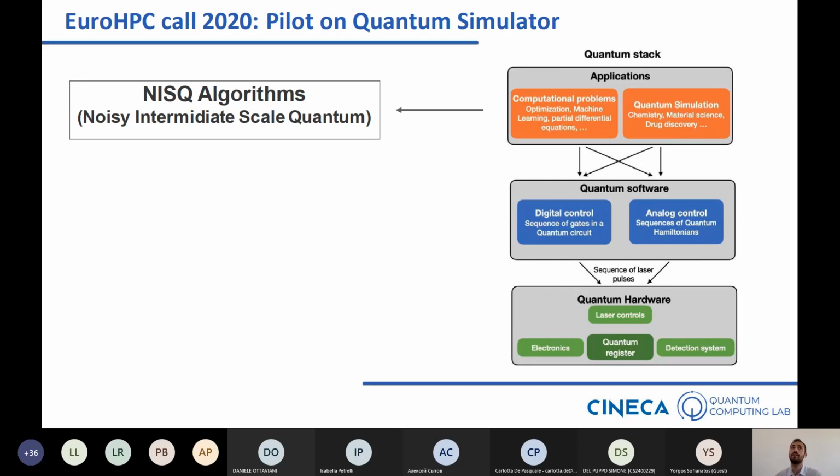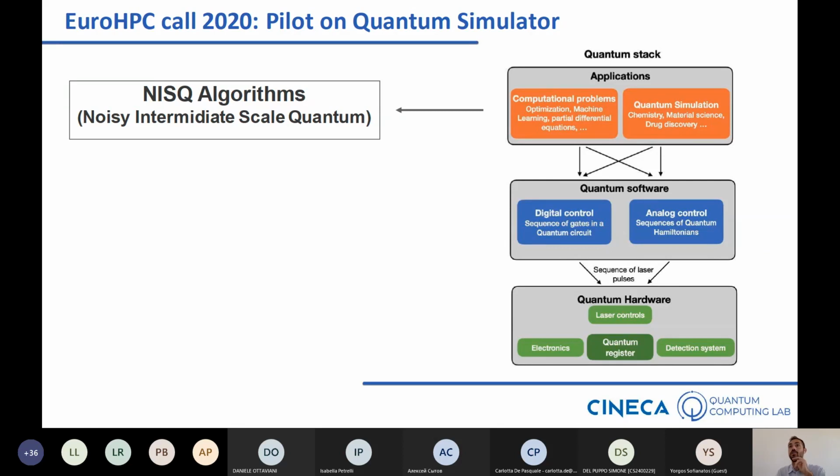So what you can run are NISQ algorithms, or NISQ-ready algorithms, where NISQ stands for Noisy Intermediate Scale Quantum computer. Noisy, because there is no error correction, there is noise. Intermediate scale, because they are not large scale, they cannot run Shor algorithm or Grover search. And quantum, of course, because they are quantum devices.